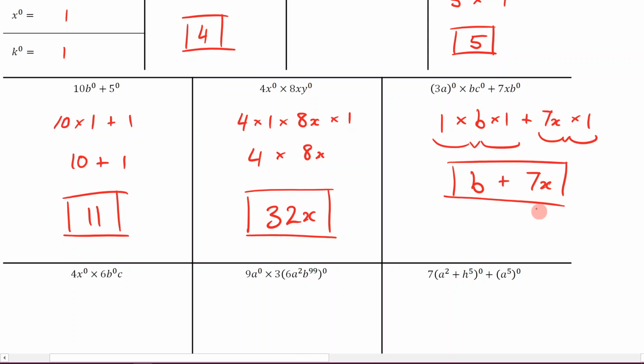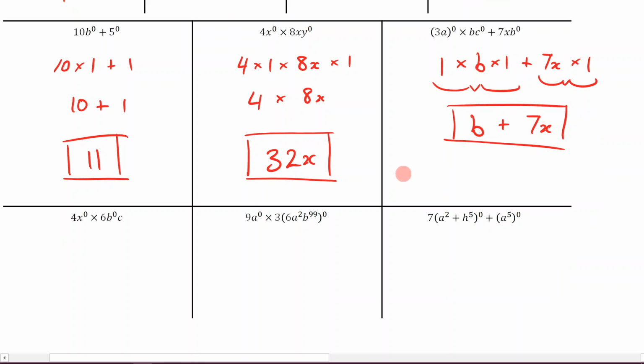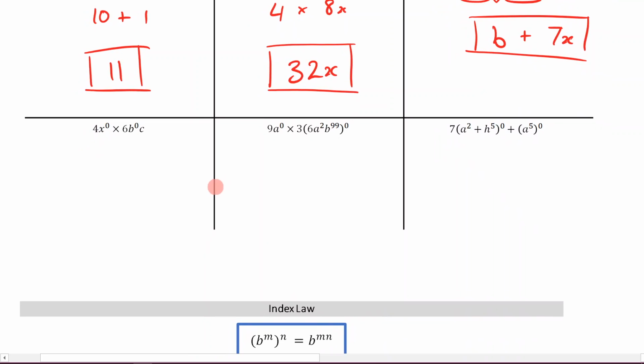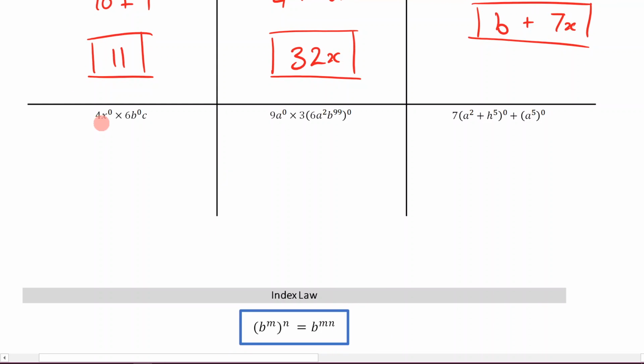Now, hopefully you can see that, writing times 1 all the times is kind of a waste of space, isn't it? Because 4 times 1 is just 4. So a better way to do your working here is just like this. You'd look at this one and you'd say, hey, this is 4, x to the 0. So that's just going to be 4. Then you'd come here. Here, this is 6, b to the 0, then c. Well, this b to the 0 is just going to be 1, so it's going to be 6c. This is going to be 24c.